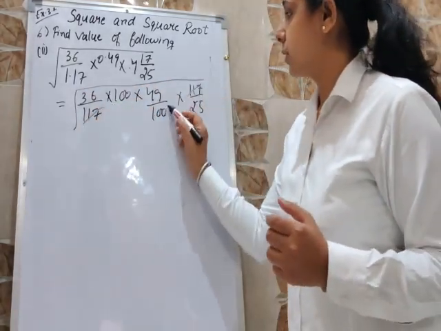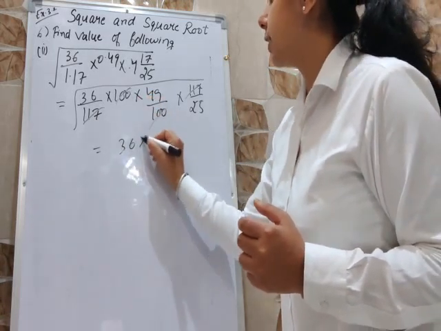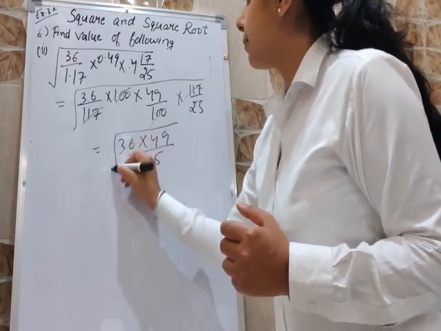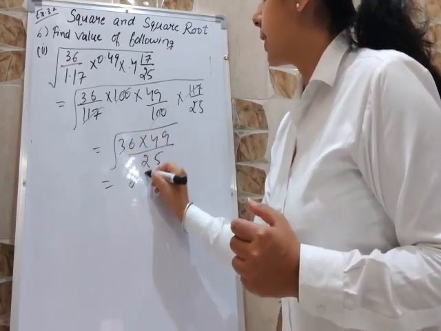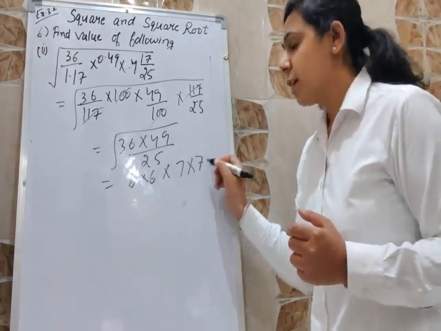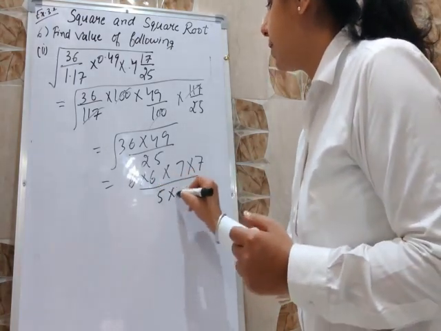117 and 117 cut down. 100 and 100 cut down. You will be left only with 36 multiplied by 49 by 25. So take the square root. 6 multiplied by 6 is 36 and 7 multiplied by 7 is 49. Now 5 multiplied by 5 is 25 here.